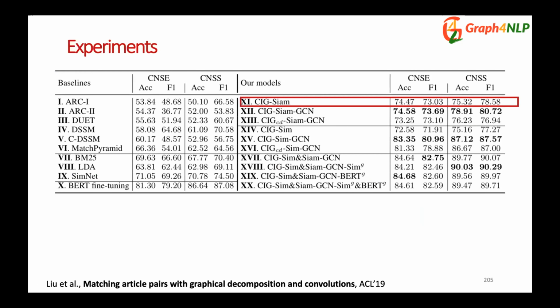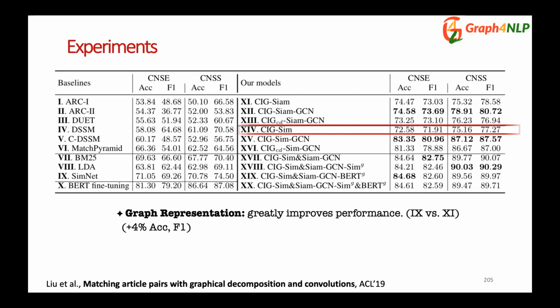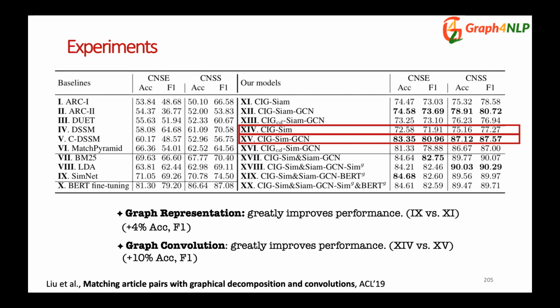So in our experiments, our method outperforms different baselines, and we have some interesting observations. If we compare these two baselines, basically it shows that if you decompose the content of documents into several parts, even without considering the correlation, your performance will improve by about 4% in terms of accuracy and F1 score. And if you further propagate and aggregate the local matching vectors via graph convolutional network, it will further improve the performance by 10%. And the experiment was done on two long news article matching datasets, which were the Chinese news same event dataset and the Chinese news same story dataset.